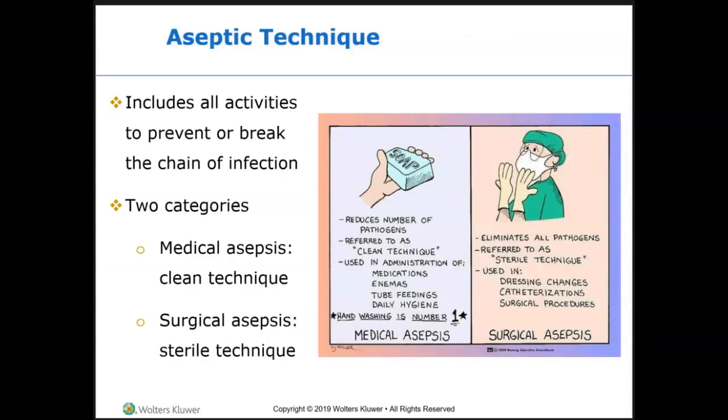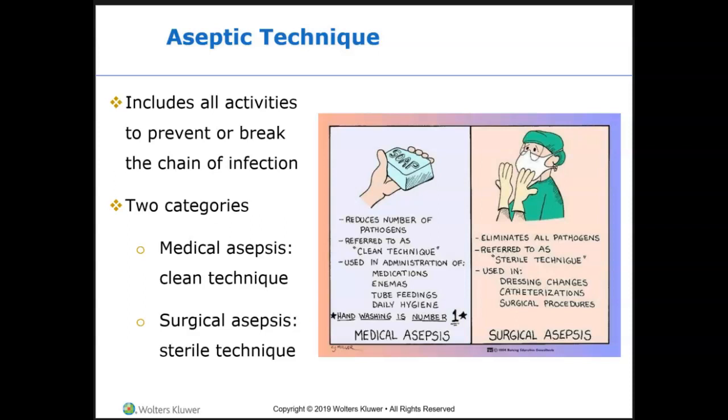Okay, aseptic technique includes all activities to prevent or break the chain of infection. Remember back to that slide earlier where we had the circle, and the way you could break it was by washing your hands or getting immunizations and all that stuff, right? So look back in your book again, that talks about the basic principles of surgical asepsis. And it also talks about sterile field, how to add items to a sterile field. So look through that. Of course, we're going to be performing and practicing these skills in lab.